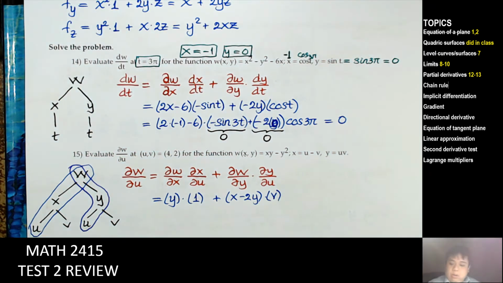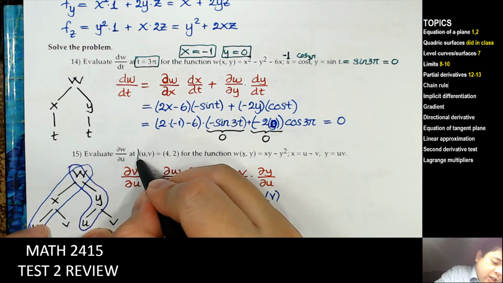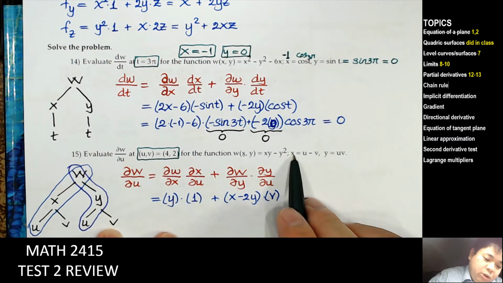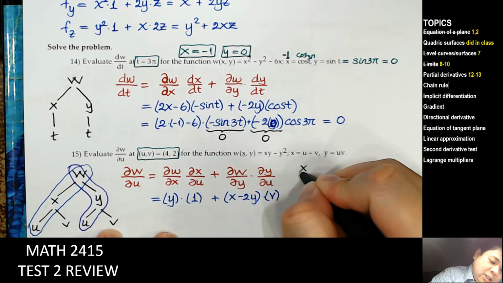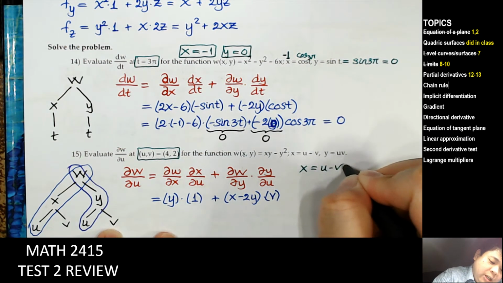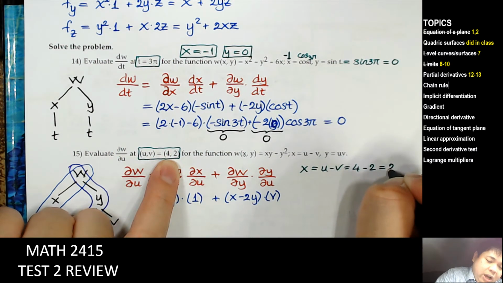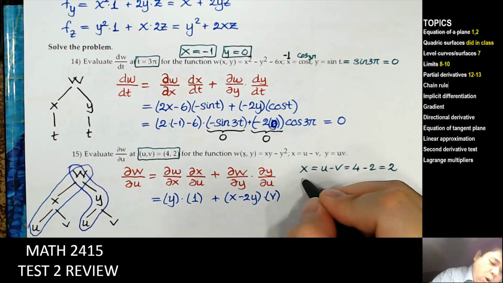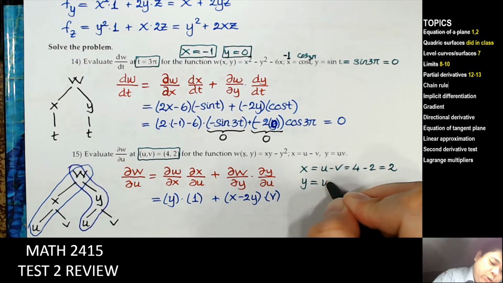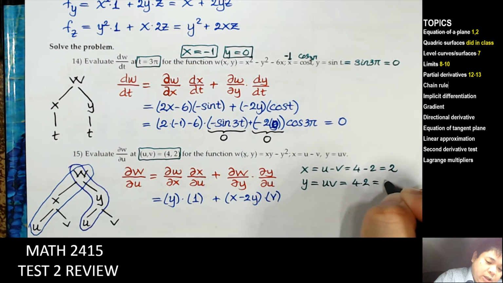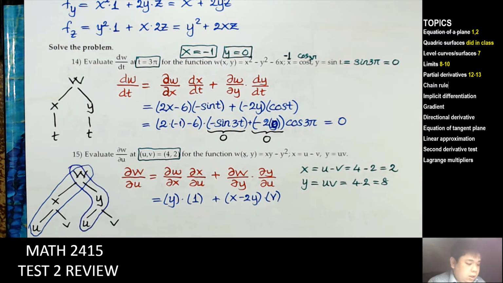Right, now the values. We know u and v are 4 and 2. So now we're going to solve for x and y. X is equal to u minus v. U is 4 minus v. So x is 2. Y is equal to u times v. 4 times 2, 8. So x is 2 and y is 8.